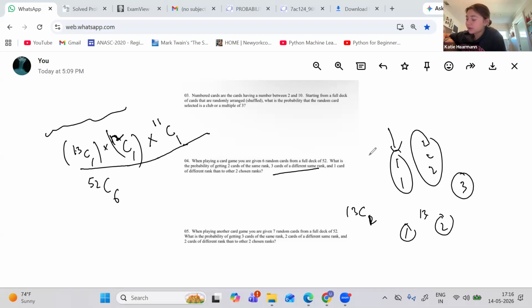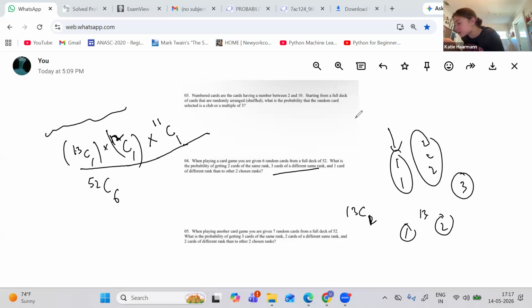Then for the 3 cards of the same rank, you do 11C1, 10C1, 9C1. I don't even know if the answer matches. Okay, we can check it later. So 11C1, 10C1, 9C1. And that's the second one.